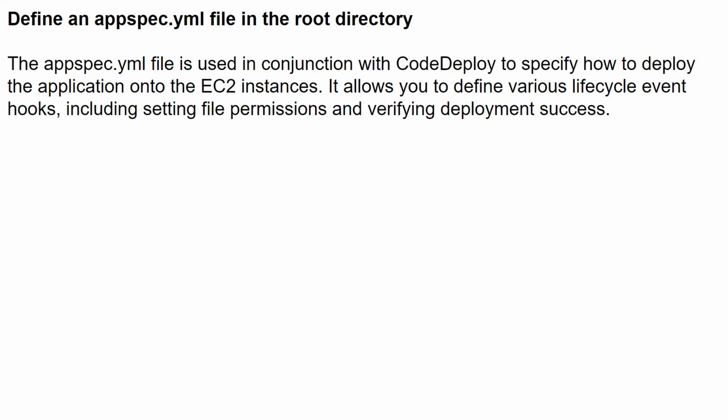The appspec YAML file is used in conjunction with CodeDeploy to specify how to deploy the application onto the EC2 instances. It allows you to define various lifecycle event hooks, including setting file permissions and verifying deployment success.